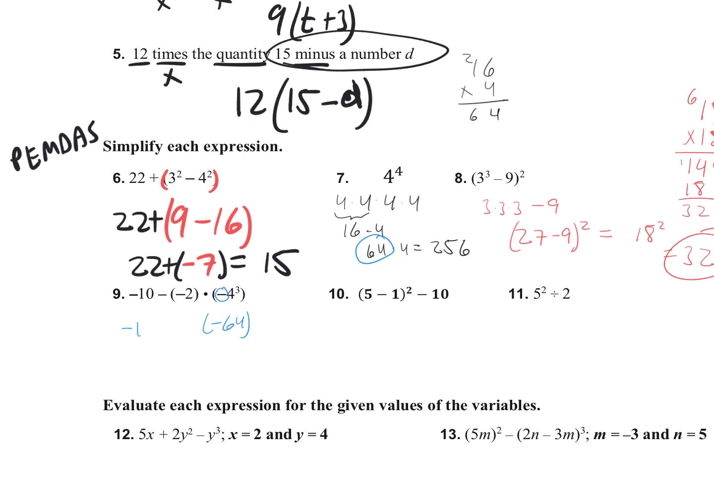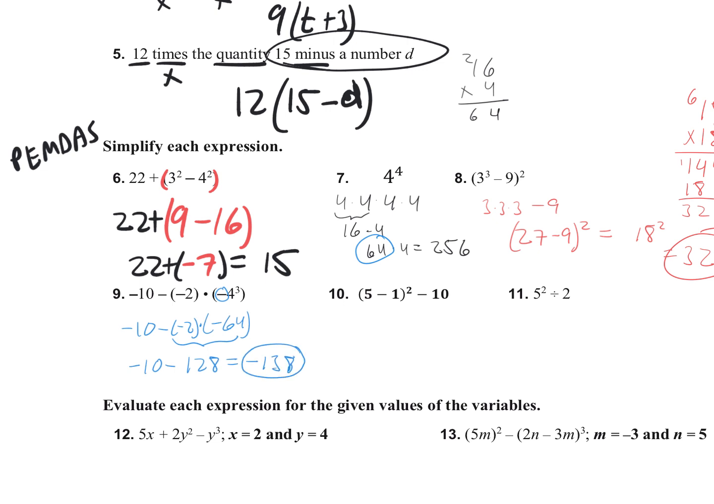All right, and then you bring down the -10 minus -2 times. Right, and again, next after this is multiplication and division. All right, so we're doing this first. -2 times -64 is going to get you 128. All right, and then when you do -10 minus 128, these have the same sign, so you're going to add them and keep the sign. So -138.